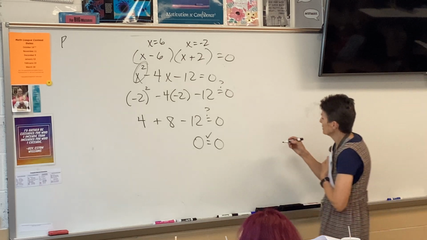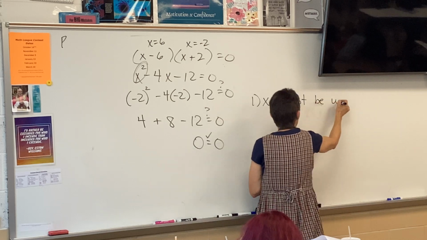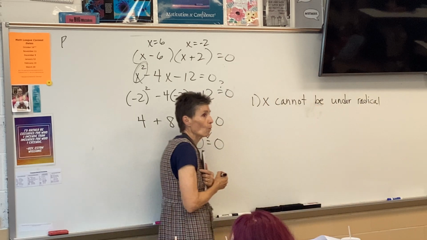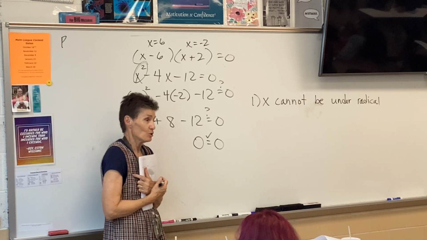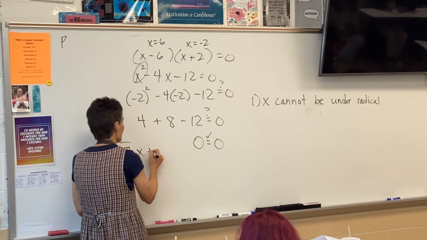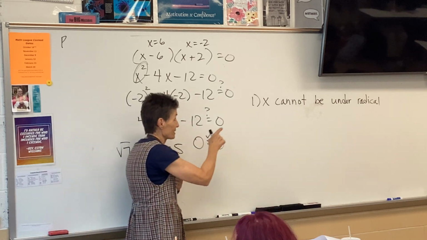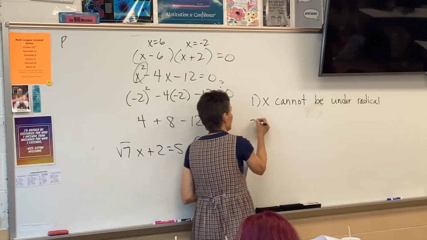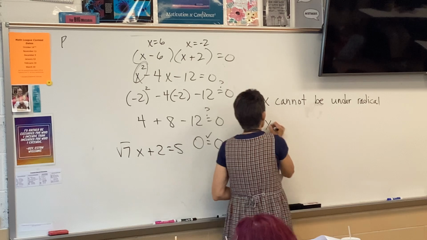Okay, so if you're gonna be linear, X cannot be under a radical. Now, please note, Mrs. Ford did not say that you couldn't have a radical. You can have radicals, you just can't have an X underneath. So you can have something like root 7x plus 2 equals 5. That's linear. The rule is X cannot be under the radical. Okay, C. Why do you think C is not linear? Because X is in the denominator. X cannot be in the denominator.